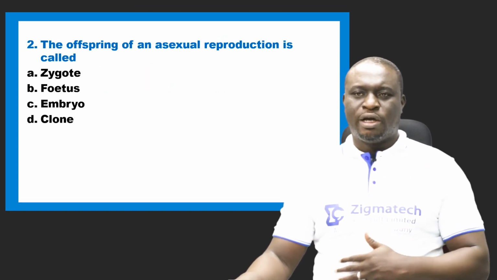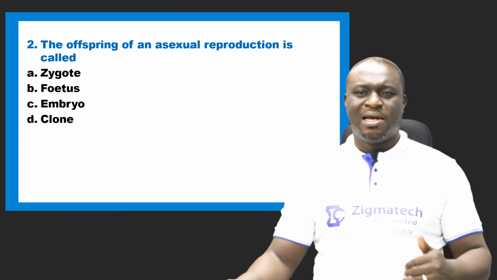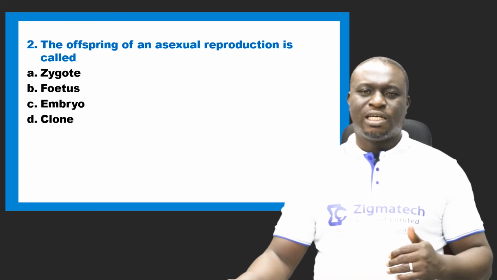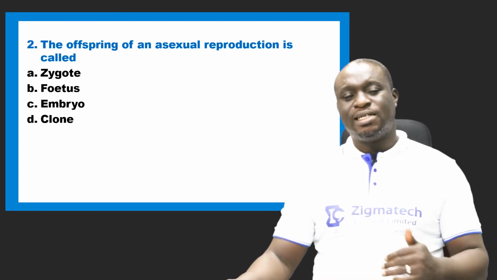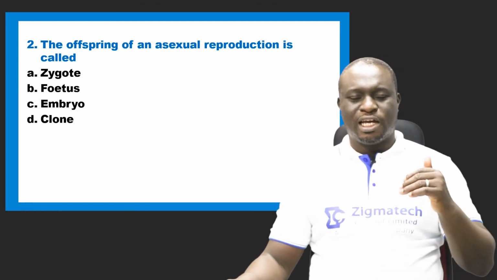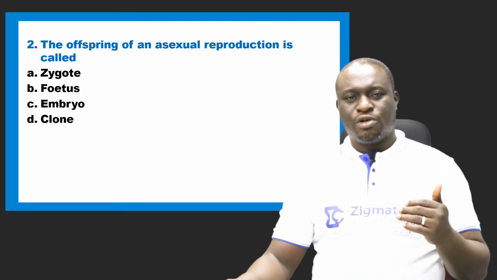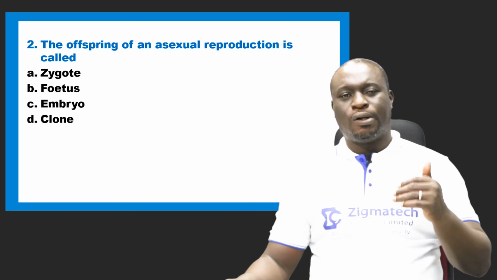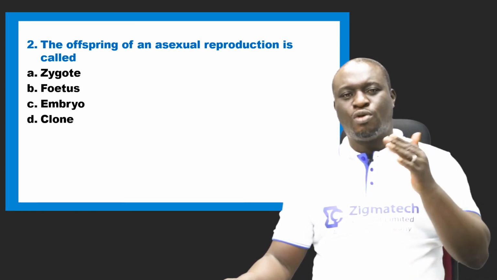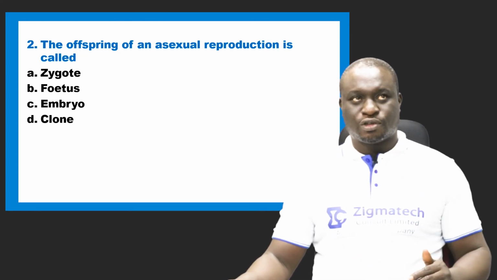Number 2, the offspring of an asexual reproduction is called what? A, is it called a zygote? B, a fetus? C, an embryo? And D, a clone? The correct option is a clone. While in sexual reproduction, the resulting offspring is called a zygote, which develops into an embryo, and from an embryo it develops into a fetus.